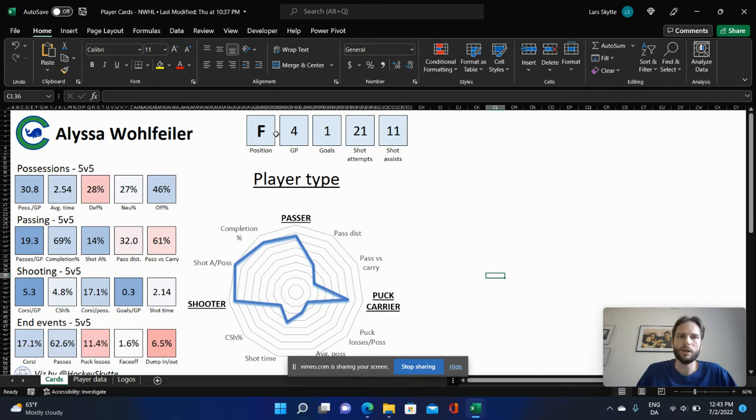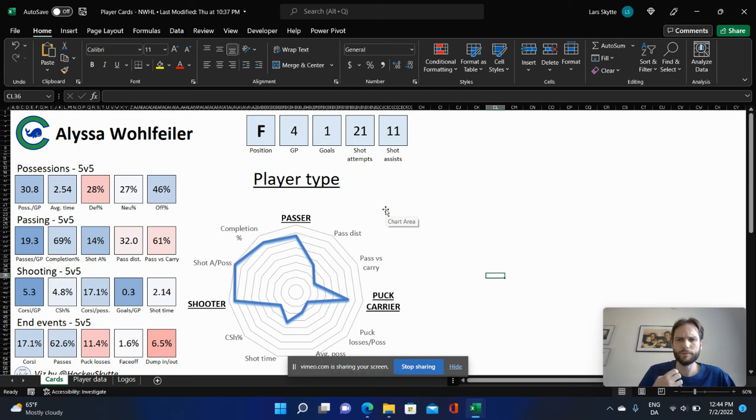Up here you have games played, goals, shot attempts, shot assists. And on the left side you have possession data, passing data, shooting data, and end event data. So what is end event data? That means how does the possession end? So 17% of the time, Alyssa's possessions end with a shot. 62.6% of the time, her possession ends with a pass, and so on and so on.